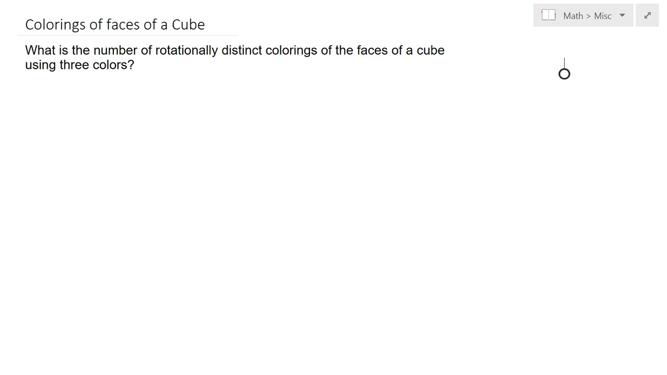It turns out that the cube is a platonic solid which is a dual with the octahedron, and as a result the number of colorings of the faces of a cube turns out to be equivalent to the number of colorings of the vertices of an octahedron, and similarly the number of colorings of the faces of an octahedron is equal to the number of colorings of the vertices of a cube, and so on.